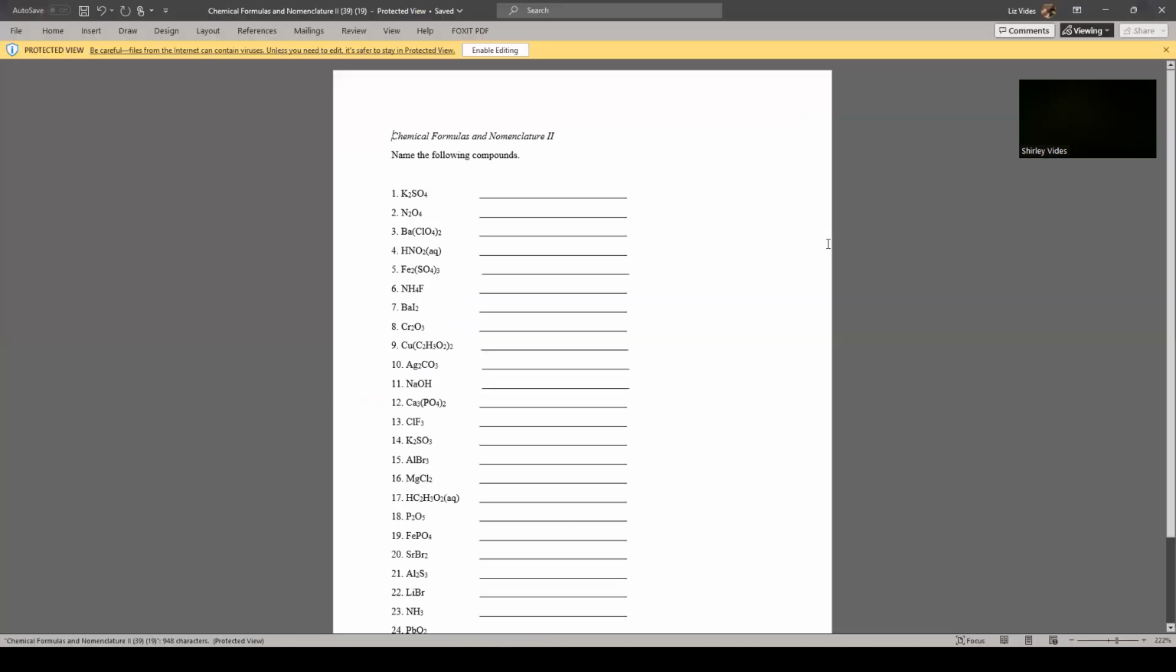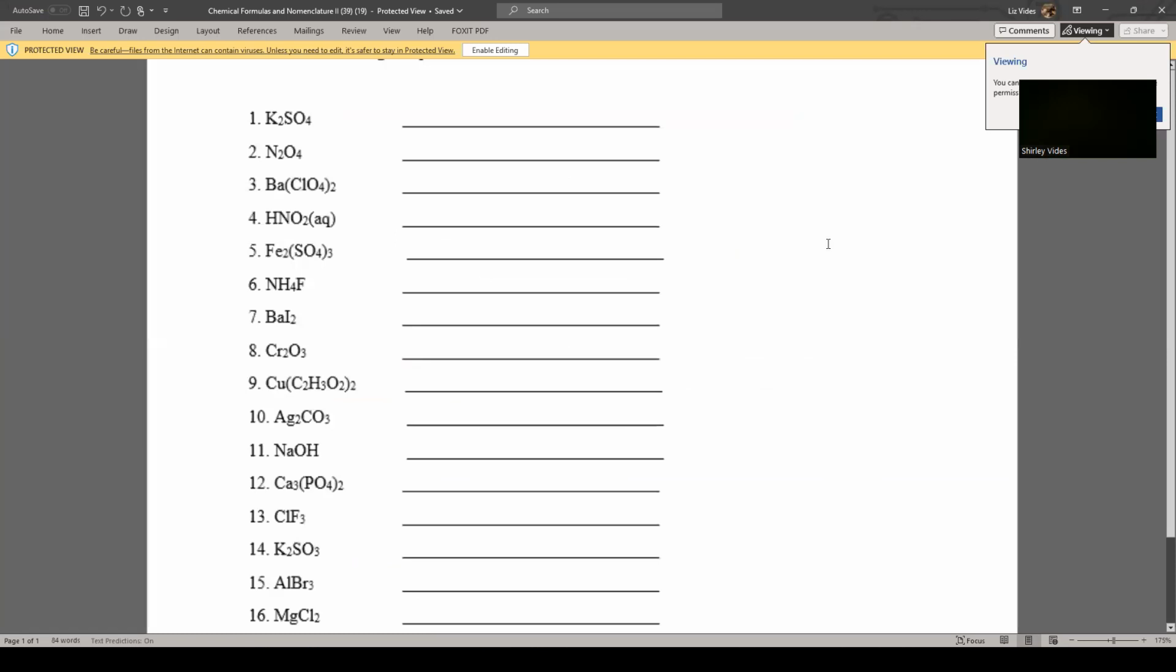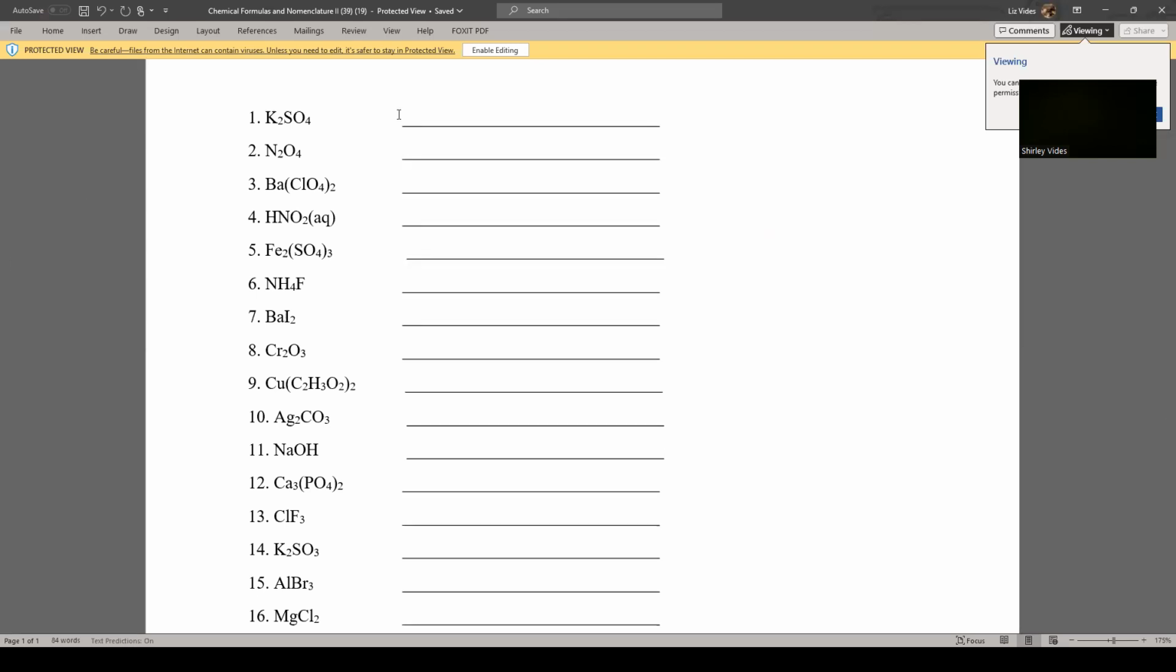Okay, so this is all going to be formulas. This is a little bit harder. Why? Well, in a way it is, in a way it isn't. But when they're easy, like this one, you just say potassium, and then SO4 is sulfate. That is an easy one because it's just the two ions.